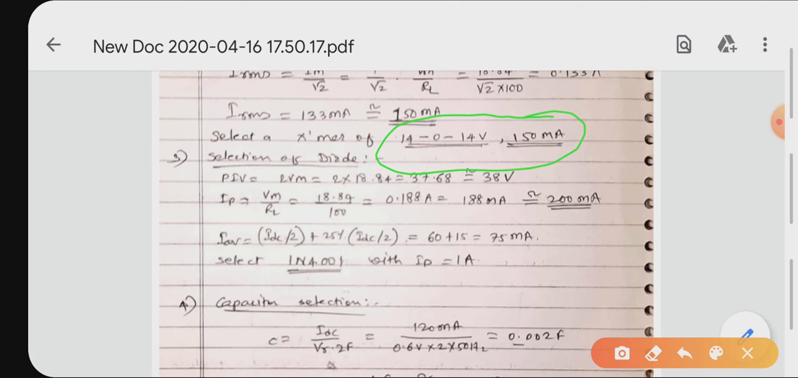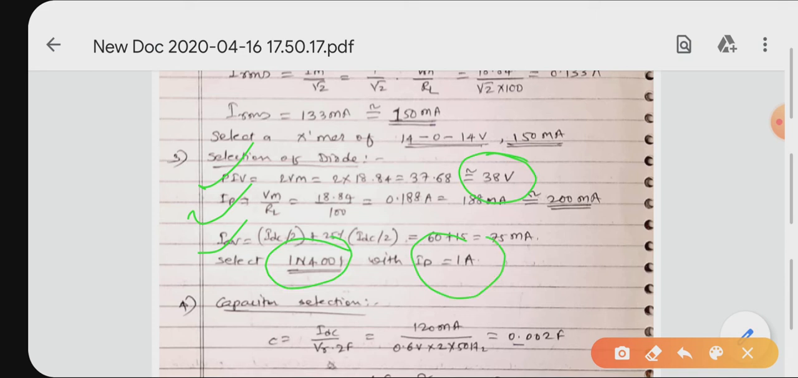Second, selection of diode. In this you have to calculate the PIV rating of the diode, Ip peak current, and I average. Accordingly, the PIV you got is 38 volt, so you can use 1N4001 with peak current of 1 ampere. 1 ampere is fixed for all 1N series. The meaning of 1 is 1 ampere, N is silicon diode, and 4001, 4002 indicate the PIV rating.